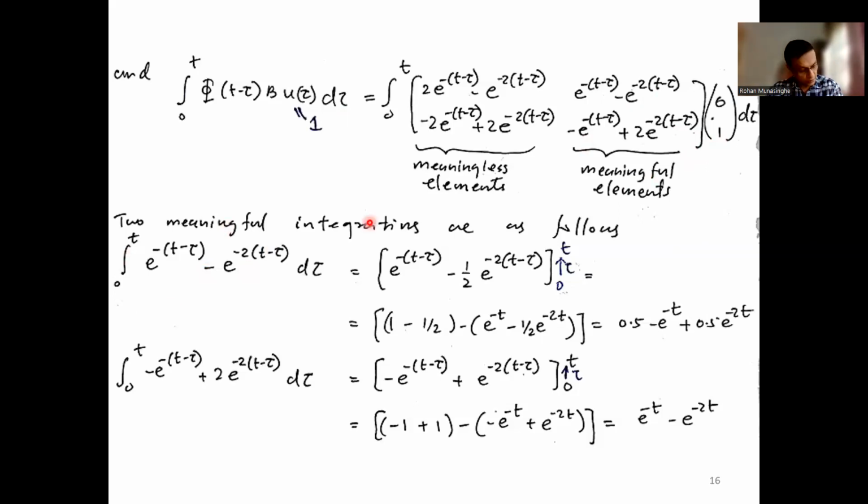All right. So you can see it over here. The matrix that is here is 2 by 2, whereas this is 2 by 1. So you have 2 by 2 and 2 by 1. Eventually it becomes 2 by 1. So 2 elements.